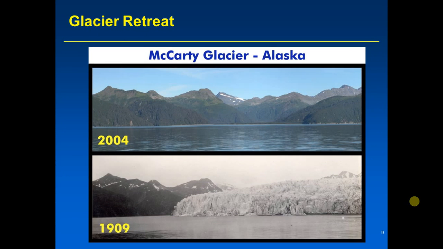Here's just another picture illustrating the retreat or diminishment of glaciers. This is the McCarty Glacier in Alaska in 1909 on the bottom. Okay, very striking, very apparent. And then 2004, right? It's not there anymore.